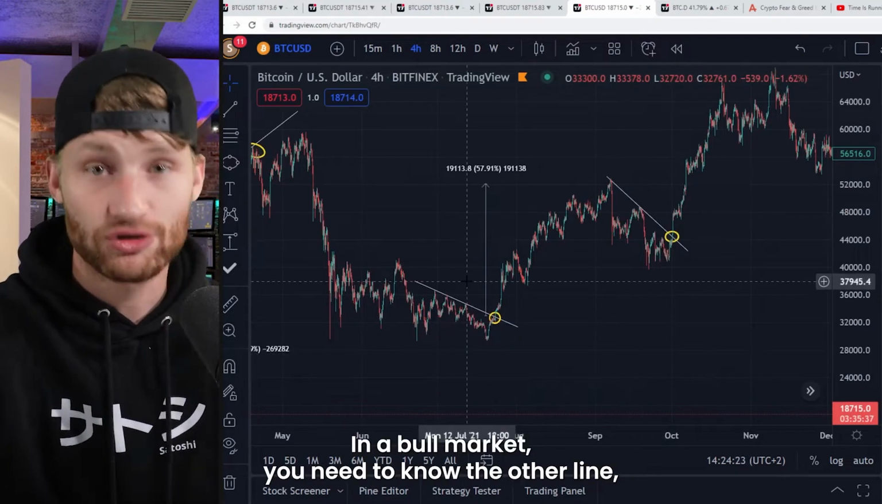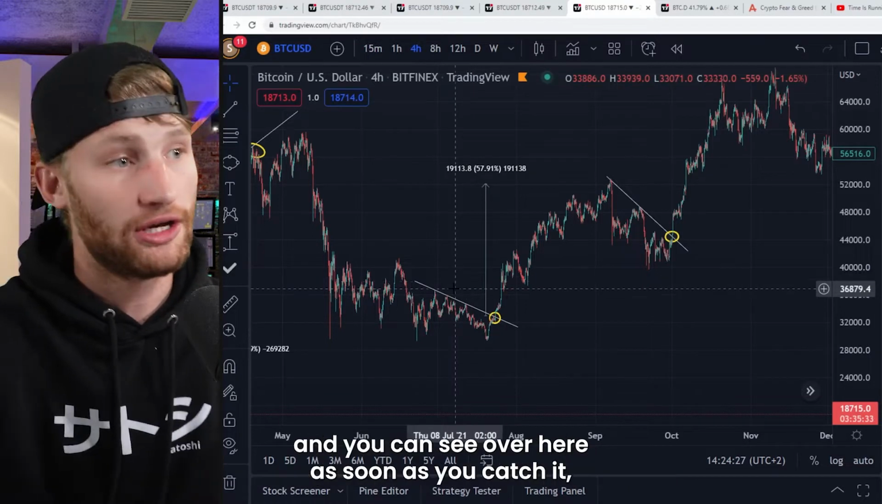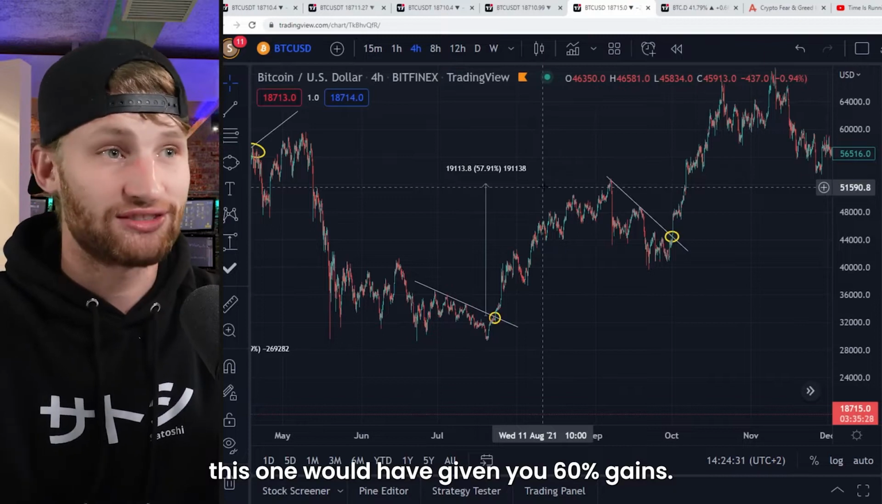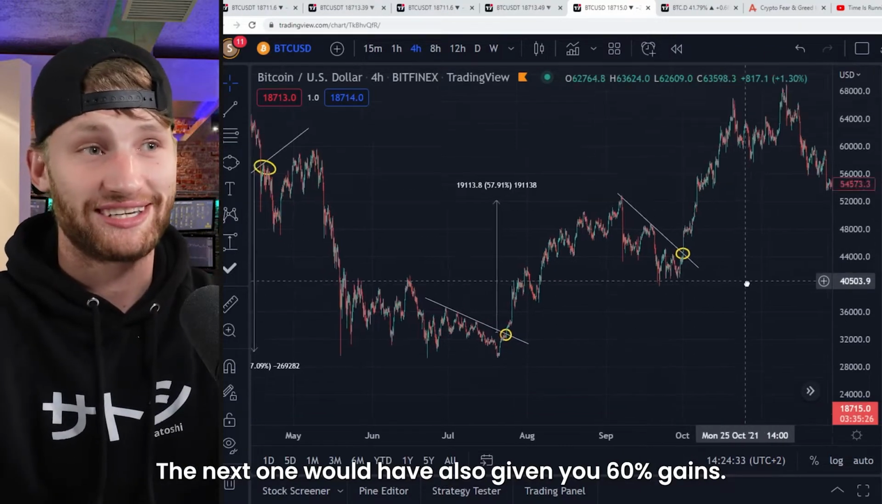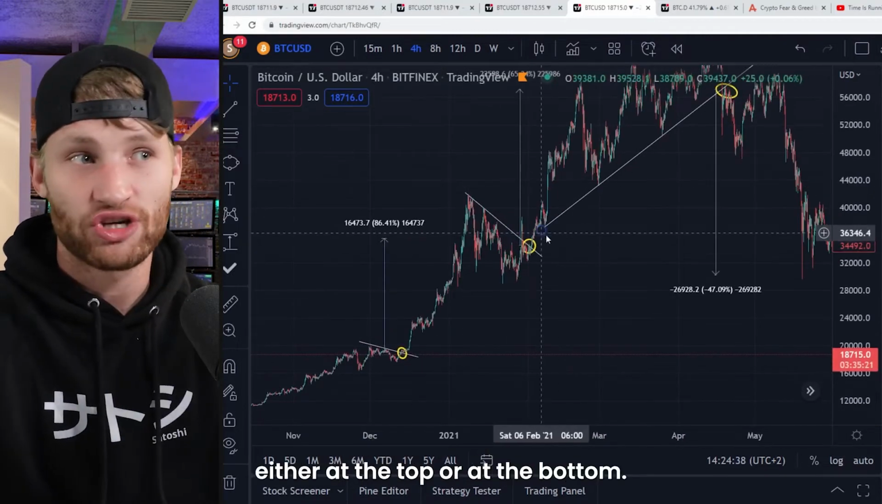In a bull market, you need to know the other line, which is the resistance line, because you want to catch the breakout. And you can see over here, as soon as you catch it, this one would have given you 60% gains. The next one would have also given you 60% gains. You can see how powerful this line actually is, either at the top or at the bottom.